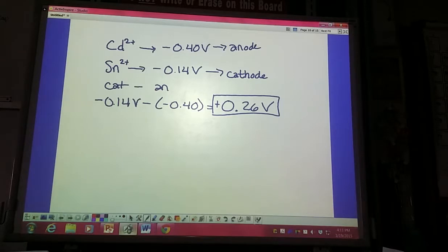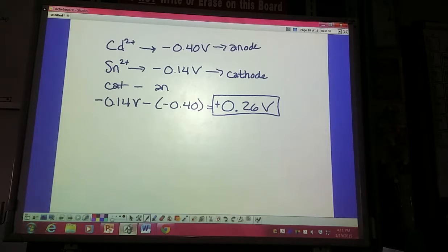The more positive your E is, the better it is at being reduced. Because remember, if we're looking at that standard reduction potential page, fluorine is at the very top. It is so good at being reduced, it wants to gain electrons. So I'm looking for a positive number to have reduction, and reduction happens at the cathode. So whichever one of those numbers is more positive, that's where my cathode is.